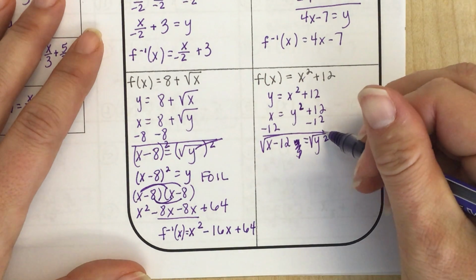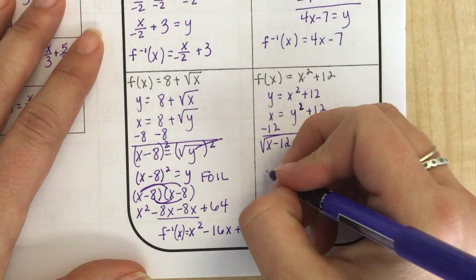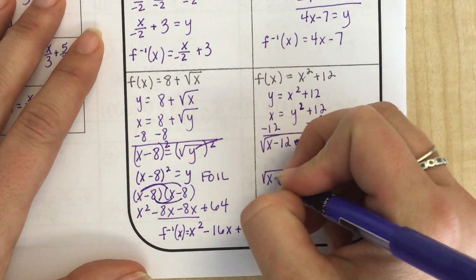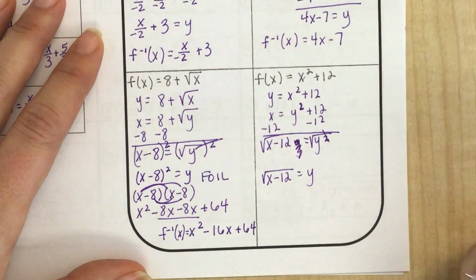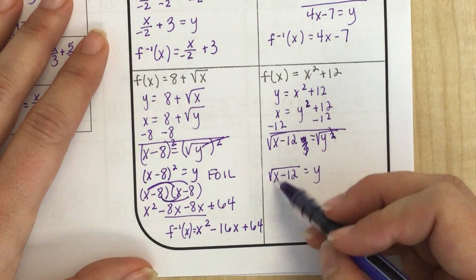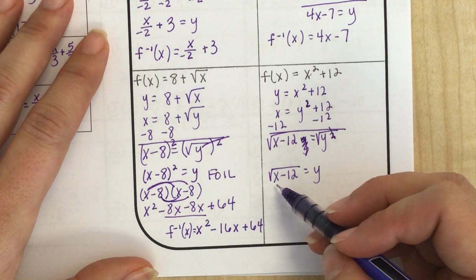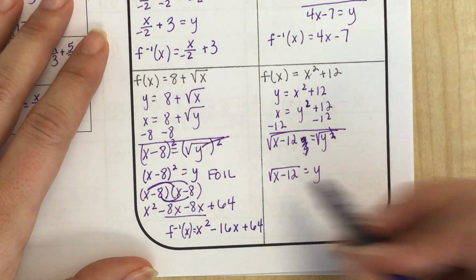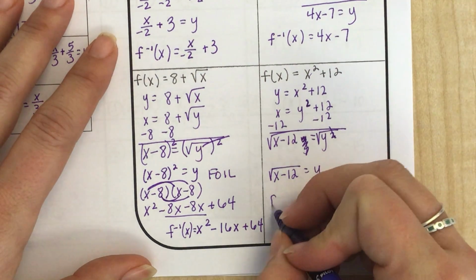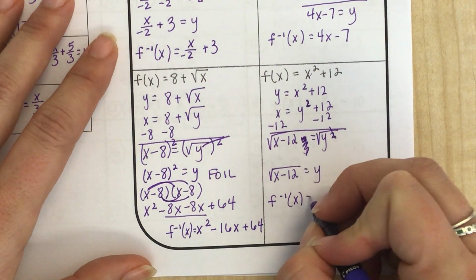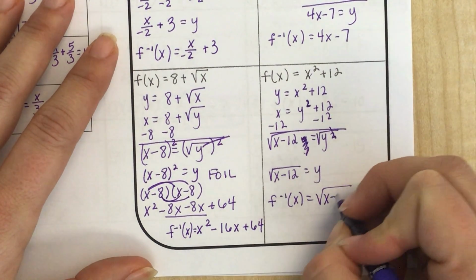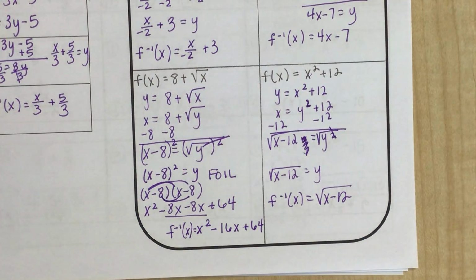The square root and the squared cancel each other out. So now I just have the square root of x minus 12 equals y. And there's nothing we can do to simplify that because we don't know what x is. So we just leave it exactly like that. Then I write it using my inverse notation, and it would look like that.